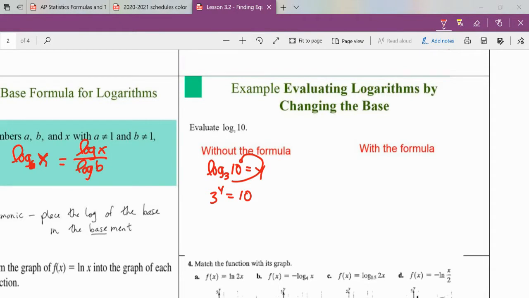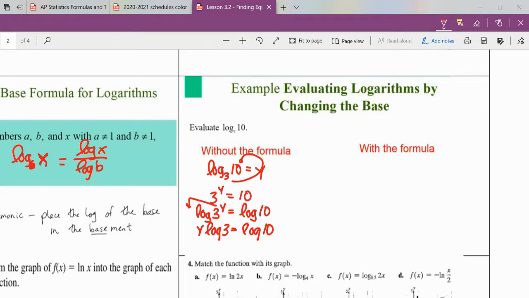And anytime we're trying to solve for a variable in the exponent, you would end up logging both sides. So you go log of 3 to the y equals log of 10. And then we could use some of our properties to solve this by bringing that y out front and write this as y times the log of 3 equals the log of 10.